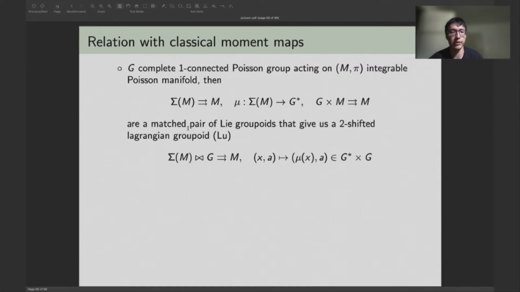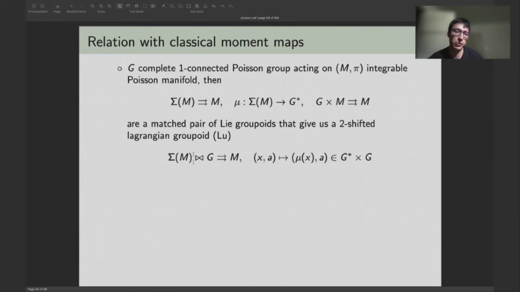And well, it turns out that in this situation, sigma acts on G by means of the moment map and using the dressing action, and G acts on sigma M. And these actions are compatible in the sense that they define a matched pair of Lie groupoids.